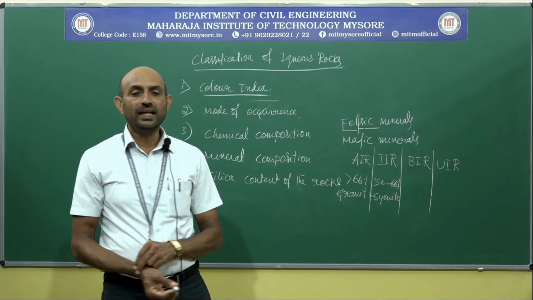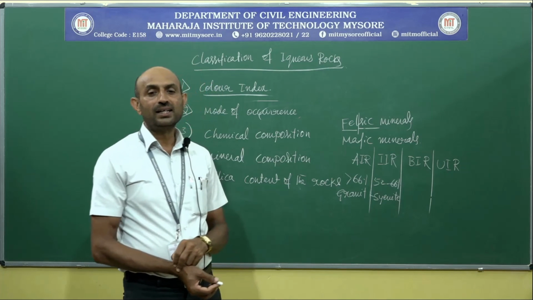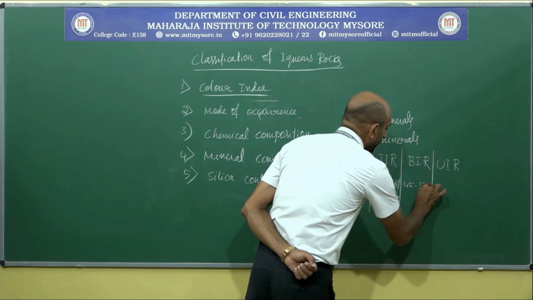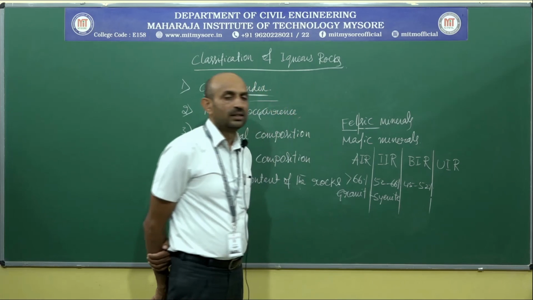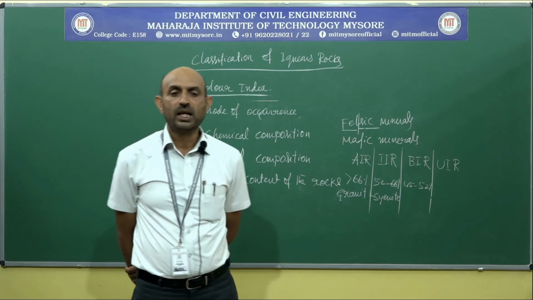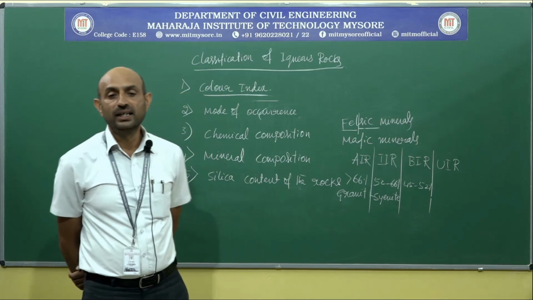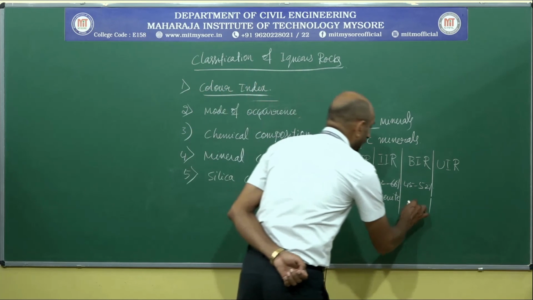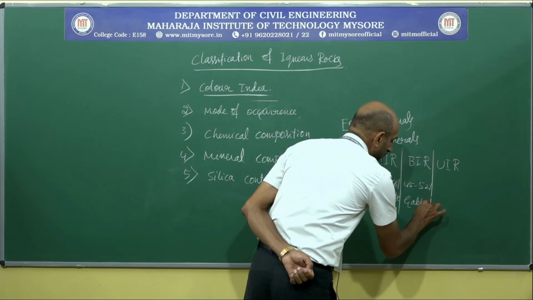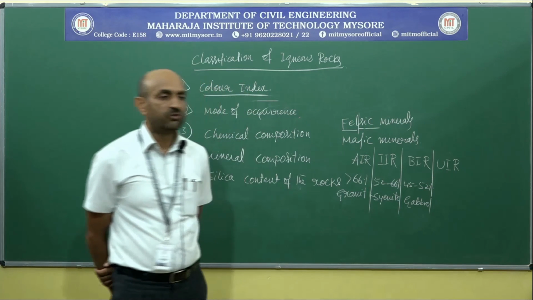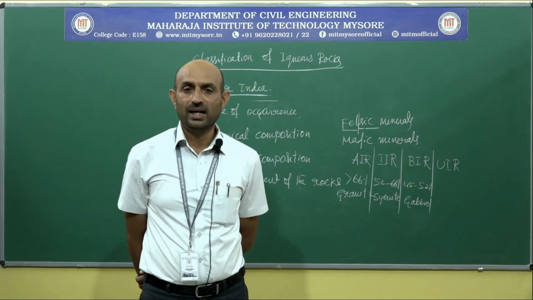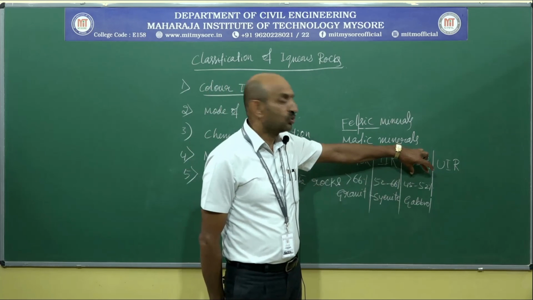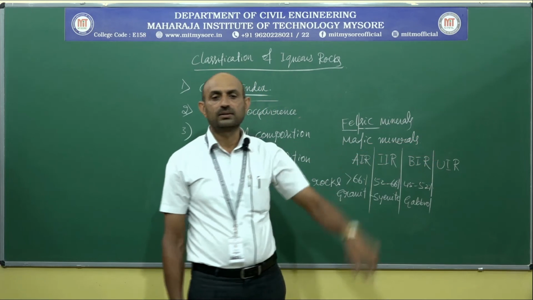Next one, basic igneous rocks. When silica content lies between 45 to 52%, such rocks are called basic igneous rocks. Example, gabbro. Gabbro is formed of plagioclase and augite. Due to the presence of magnesium and iron, this column of rocks appears in dark color.